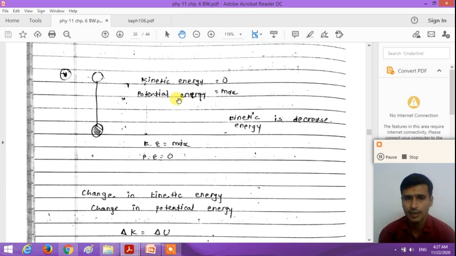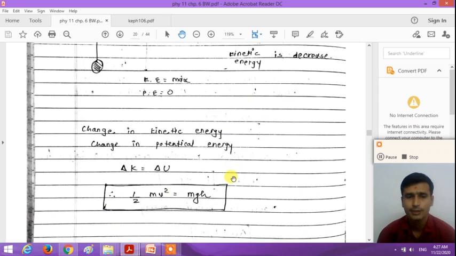As the object is moving in the upward direction, its kinetic energy decreases, but potential energy increases. So kinetic energy is changed, potential energy is changed, right? So we can say that delta K, the change in the kinetic energy, is equal to the change in the potential energy. We can write it like this also: 1/2 mv² is equal to mgh, and that is the most important formula of kinetic energy and potential energy.